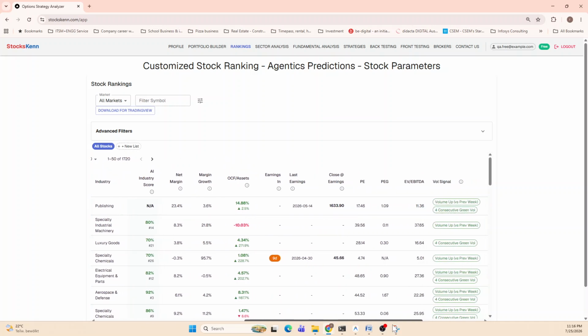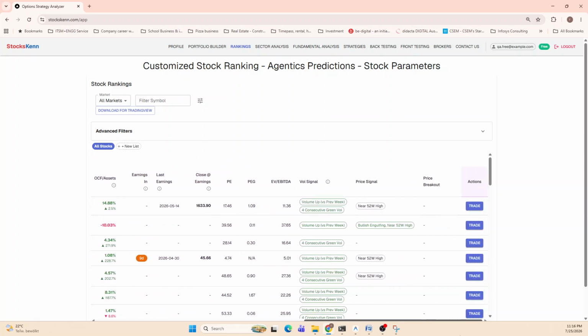Other few important ones which we have customized is volume signal. So it analyzes the volume and looks at some of the patterns in the volume. And mainly we are focused on weekly right now. So if this week's volume is more than previous week volume, then that highlights. Or if you have like four consecutive green volumes, that is highlighted, and so on. So there are multiple signals on volume.